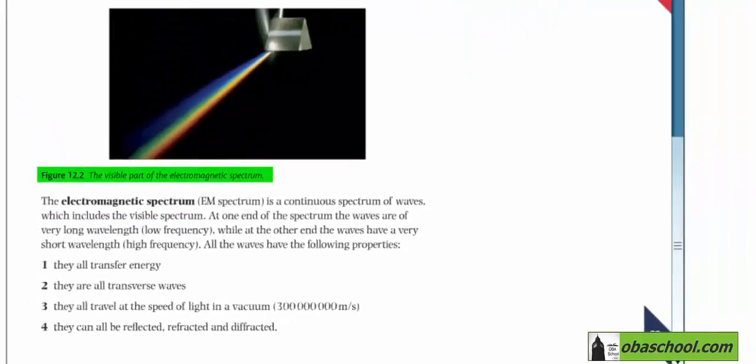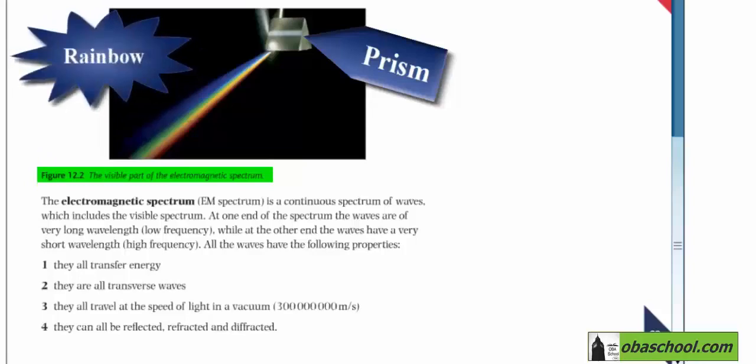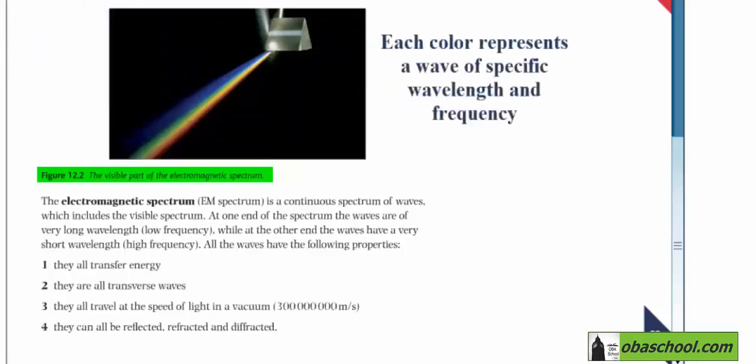The visible part of the electromagnetic spectrum is the one that you can see with your eye. When light hits a prism, it's divided into the basic colors, which are the rainbow colors. Each color represents a wave of specific wavelength and frequency. We can recognize how the colors are stuck together and not separated from each other. That's why the EM spectrum is a continuous spectrum of waves.